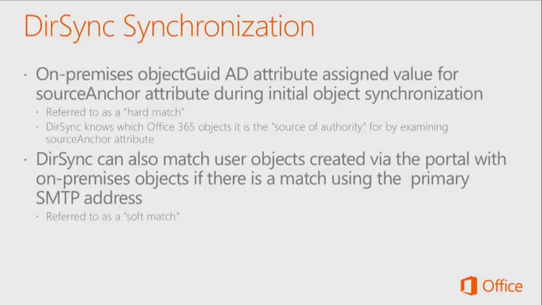On-premise object GUID AD attribute is assigned as the value for the source anchor attribute during initial object synchronization. So this is a hard match. DirSync knows which Office 365 object it is in the source of authority by examining the source anchor attribute. DirSync can also match a user object created via the portal with on-premise objects if there is a match using the primary SMTP address. So if you accidentally create a user in Office 365 that you already have on-premise, it can still match that up, and that is referred to as a source match, or soft match.